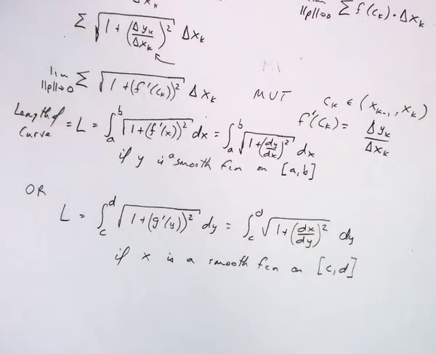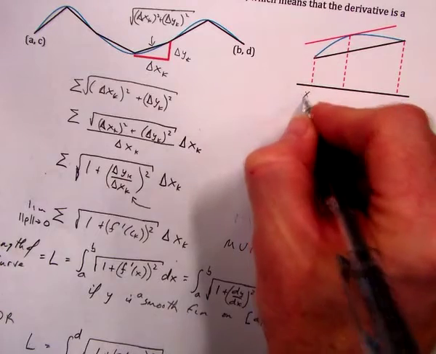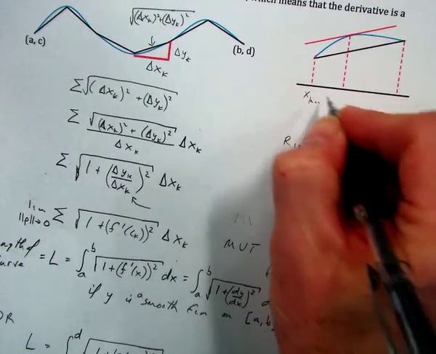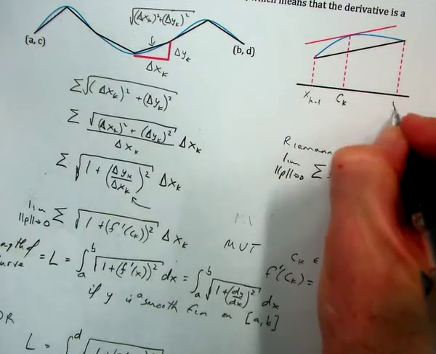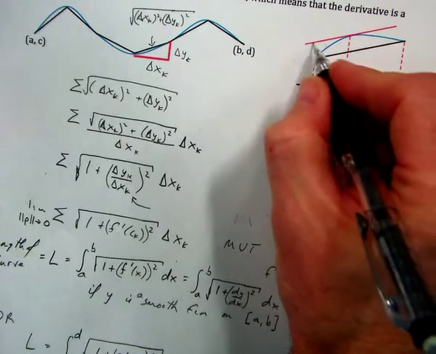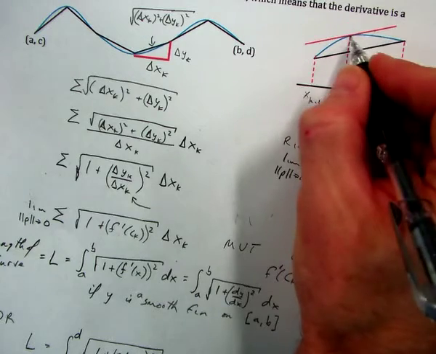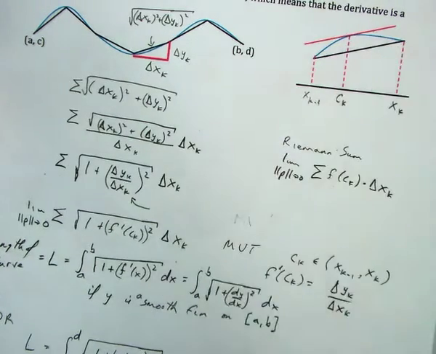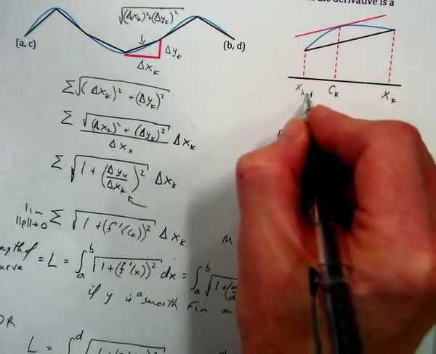All right, now let's look at some examples applying this. Oh, I forgot to use my picture. This was supposed to be showing the MVT. So we have x sub k minus 1, c sub k, x sub k, and we're saying somewhere on that interval the instantaneous rate of change, the slope of the tangent line, equals the slope of the secant line. That's always a good thing to review. All right, now the examples.